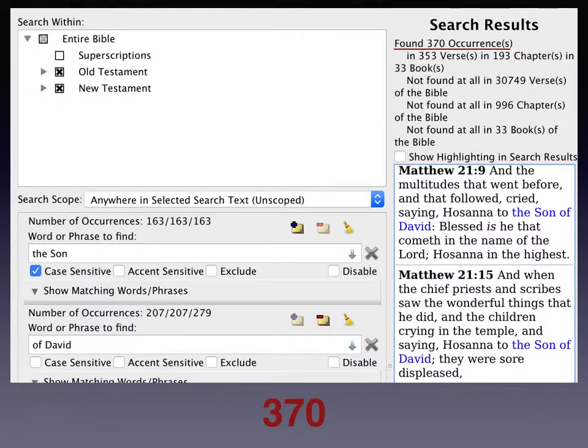Here the phrase "the Son," case sensitive, as you find it in Matthew 21:9, and the phrase "of David" combined for the number 370. Now again, this particular phrase, "the Son," case sensitive, is not found in Matthew 1:1, but the phrase "the Son of David" with the word "son" capitalized occurs in Matthew 21:9.